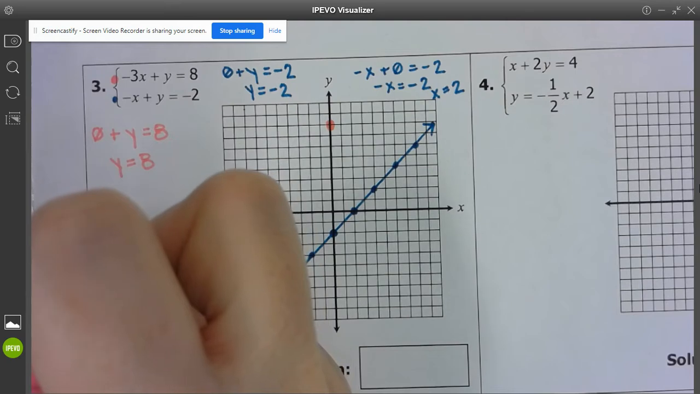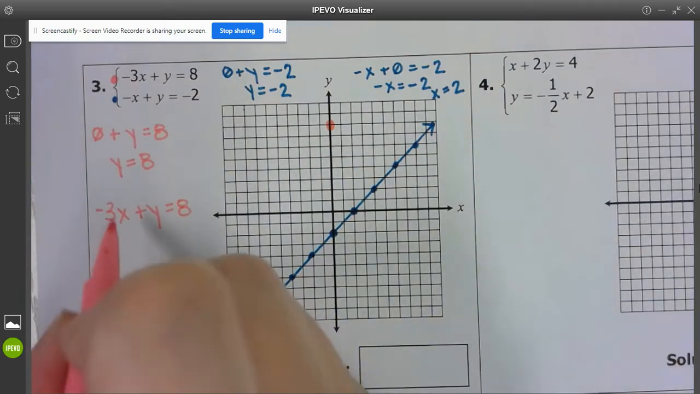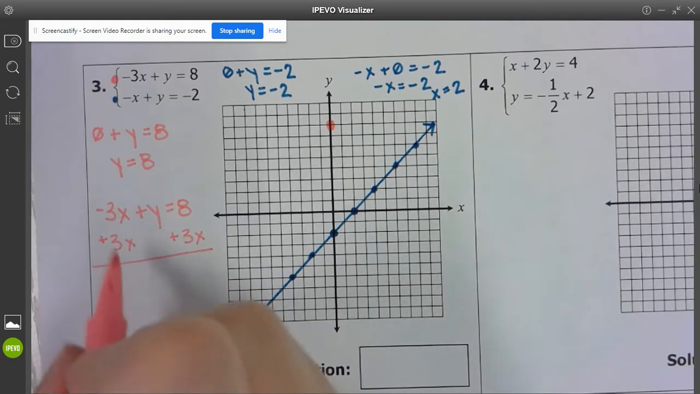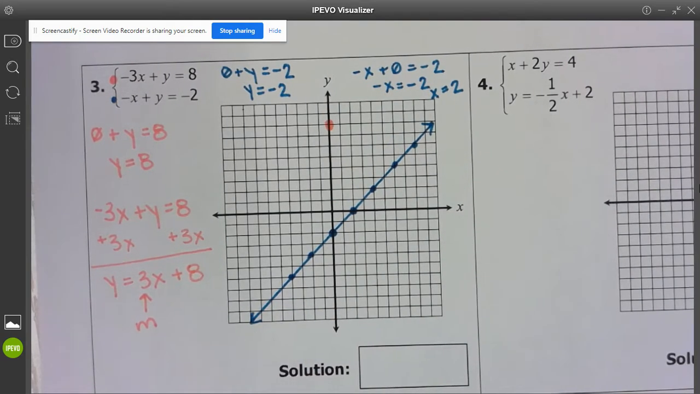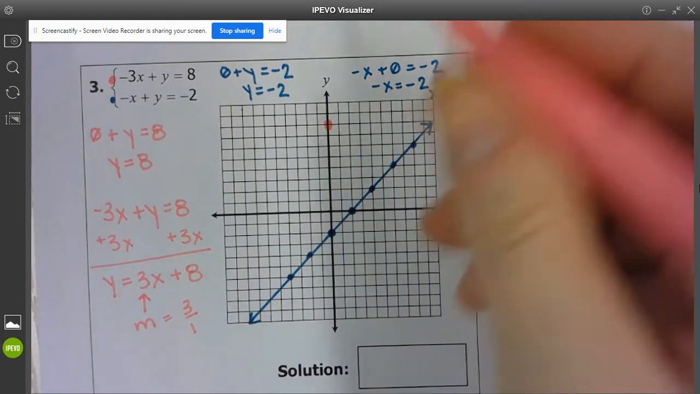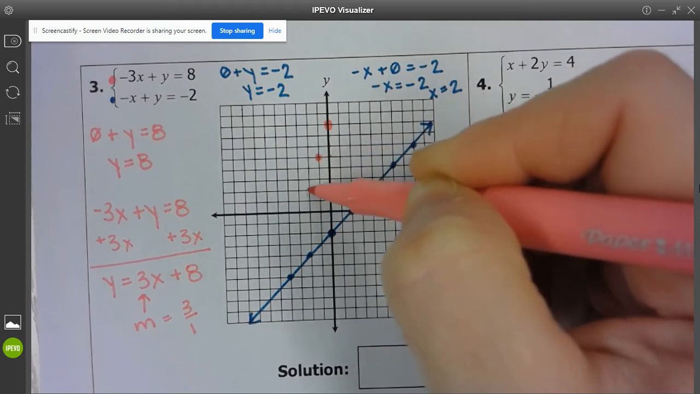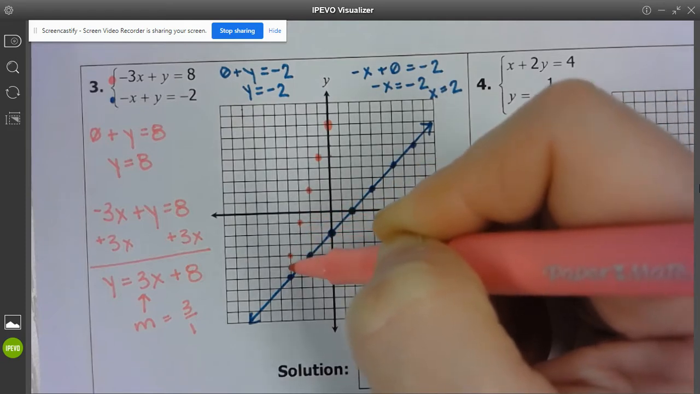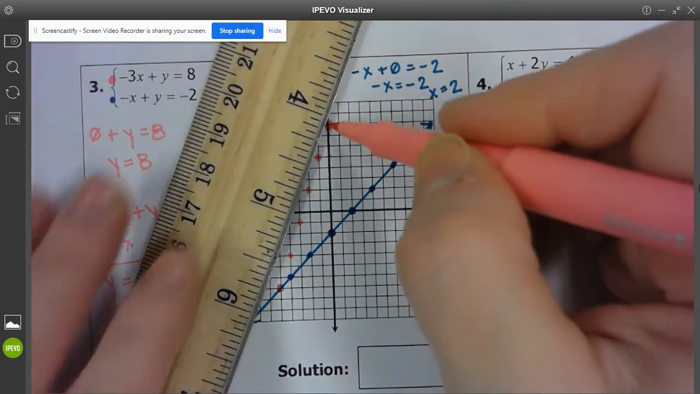So I have to take this first equation and I have to rewrite it in slope-intercept form. So I'm going to have y equals 3x plus 8, and I'm going to use my slope, which is 3, which really is 3 over 1. So I'm going to go down 3 and over 1. And look at that. We have found our point.